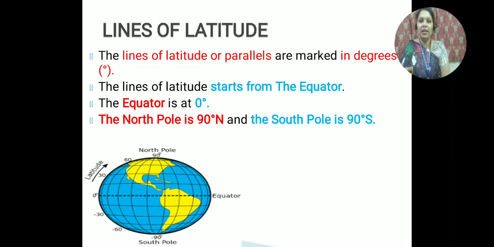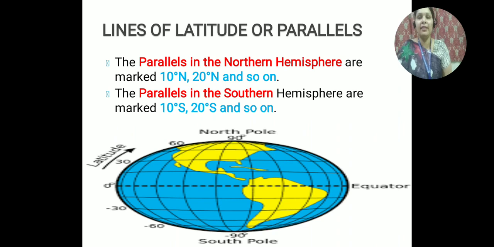If we go towards the north pole, it is just above the equator. It is towards the north, so it is 90 degree north. And if we go towards the south pole, what is the degree of the south pole? It is 90 degrees south from the equator, because it is towards south. S is denoted with south and N is denoted with north.